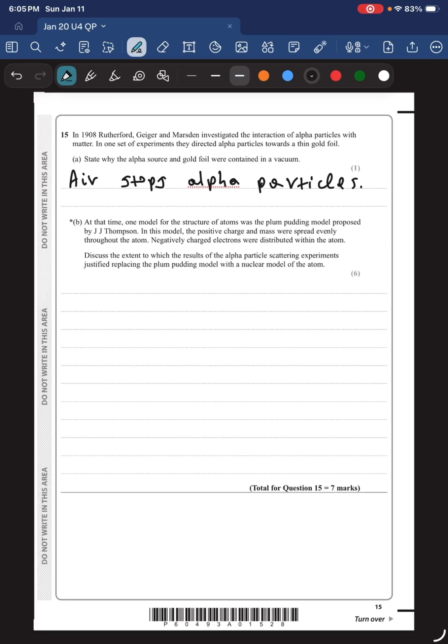Okay, part B. At that time, one model for the structure of atoms was the plum pudding model proposed by J.J. Thomson. In this model, the positive charge and mass were spread evenly through the atom. Negatively charged electrons were distributed within the atom. Okay, discuss the extent to which the results of the alpha particle scattering experiments justified replacing the plum pudding model with a nuclear model of the atom.